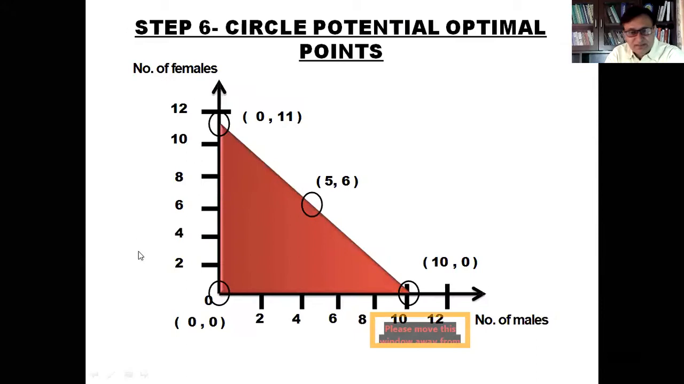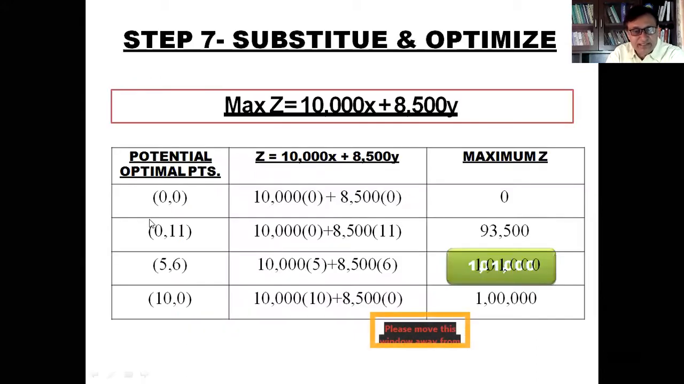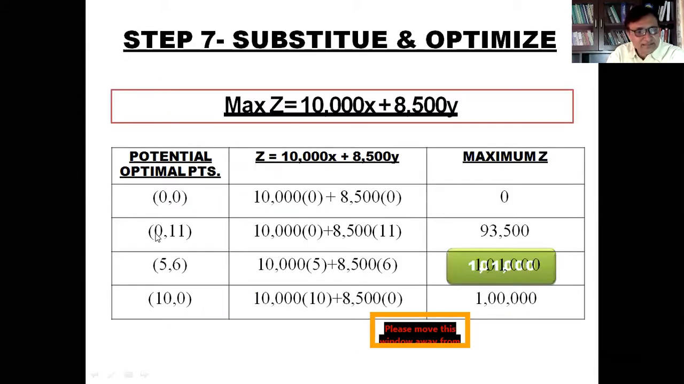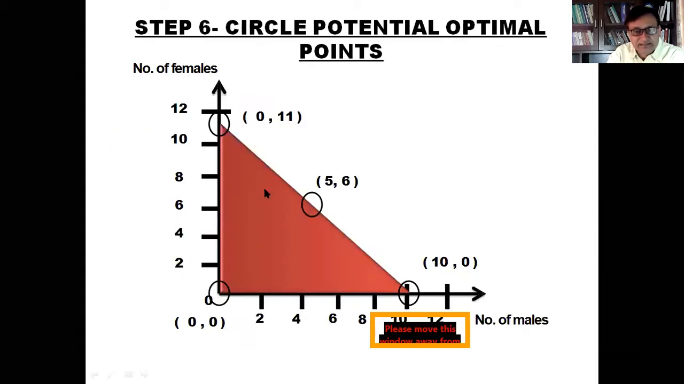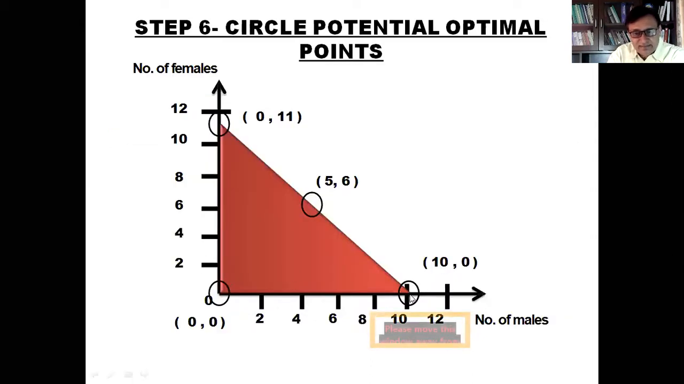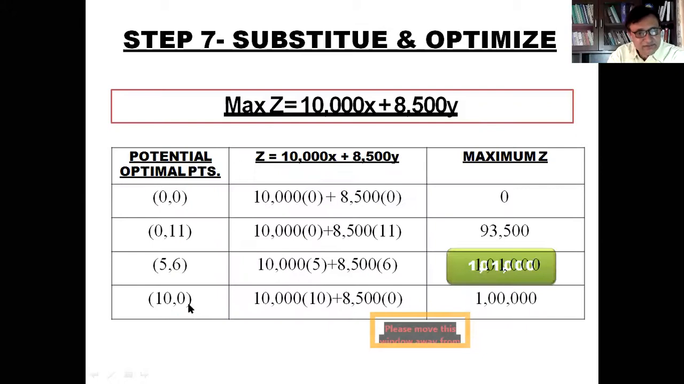So in first, at this point the value is 0 and 0. In second, the value of one variable, that is x, is 0 and another is 11. And in third, at this point you can draw a perpendicular here and find out the values of x and y, and here 5 and 6 is there. And in last, one value is 10 and another is 0. So these are our 4 points which we have identified.